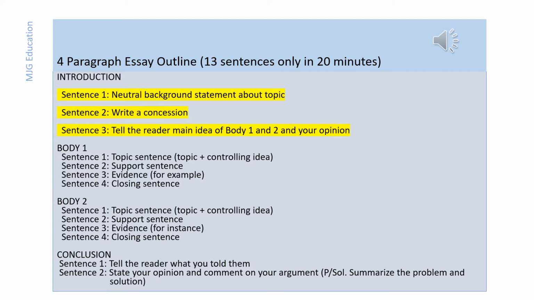But notice body paragraph 1 and body paragraph 2, they're exactly the same. Topic sentence. A topic sentence is a topic plus a controlling idea. You have to support that controlling idea in your second sentence. Then you give an example. Then you have a closing sentence or a concluding sentence for that paragraph. They're both the same. They total only 8 lines.